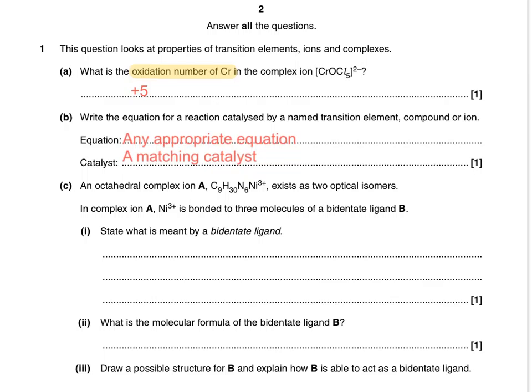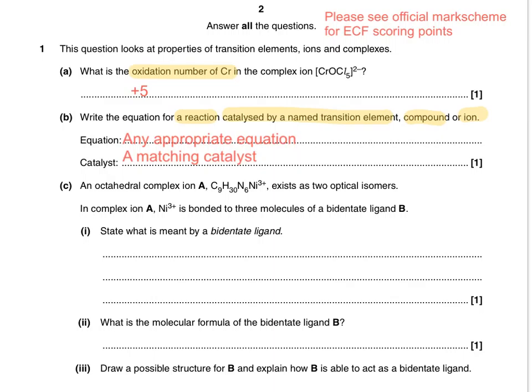And the next one, what it asks you to do is a reaction catalyzed by a named transition element, compound, or ion. So the reason I put any appropriate equation or matching catalyst, that means you can choose from a number of them. And in any part of this paper, what I'm not going to do is go through all the ECFs in the interest of keeping this clip fairly short. So a little note to you: that applies throughout this walkthrough.